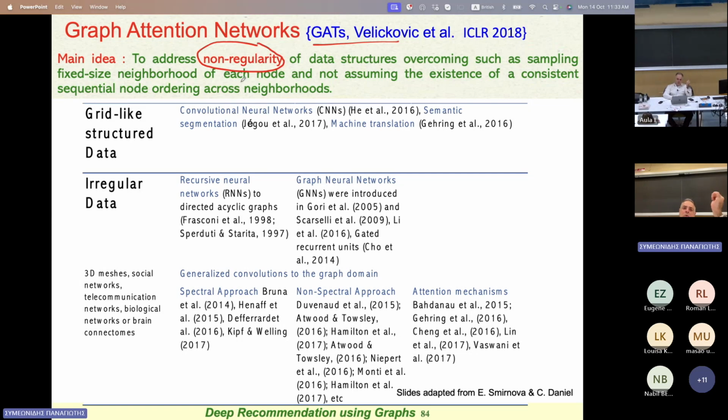So when you don't always have nodes with the same number of adjacent nodes, and you don't have fixed-size neighborhoods, in this case, when the data are irregular, this is a good approach to deal with it. This is based on an attention mechanism that you can use.